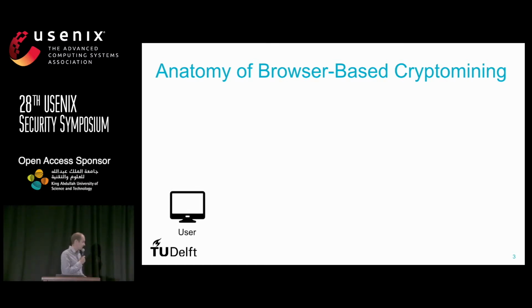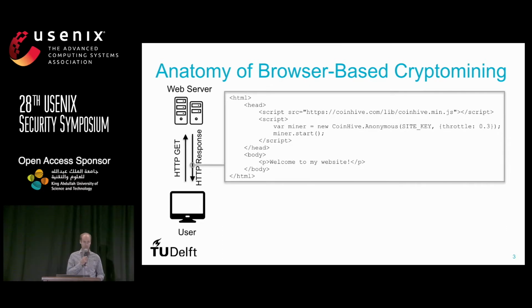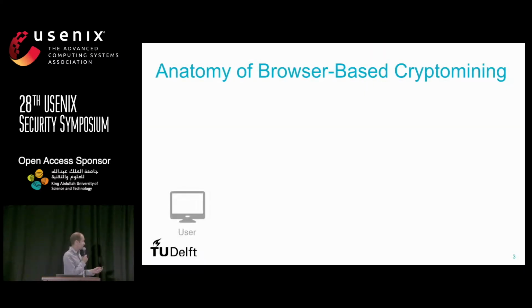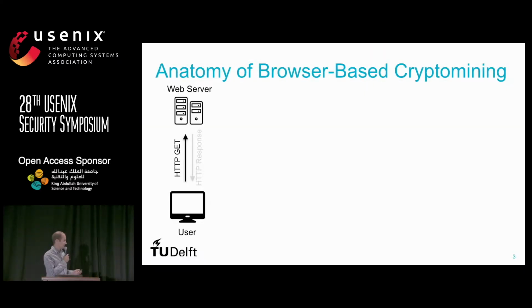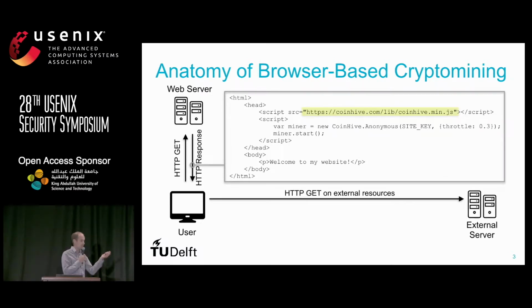You're an innocent user again. You're going to a website by an HTTP GET request, retrieve a response, and within this response there is an HTML page, which has two interesting script tags. The first one is the script tag requesting additional resources from CoinHive, which is a crypto mining service.